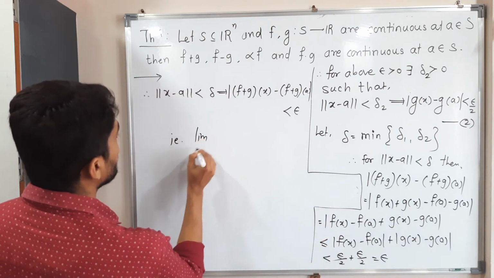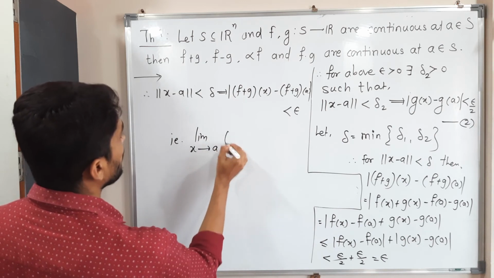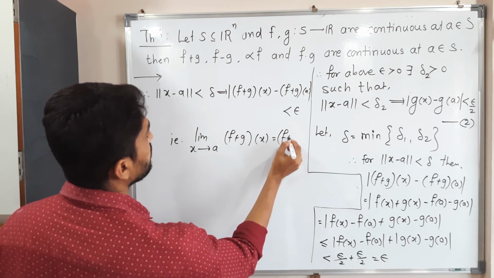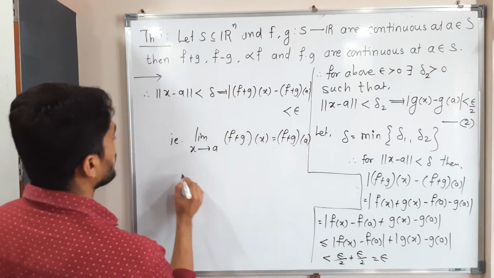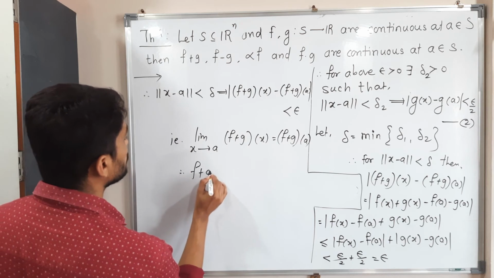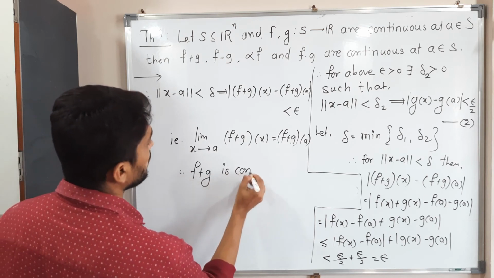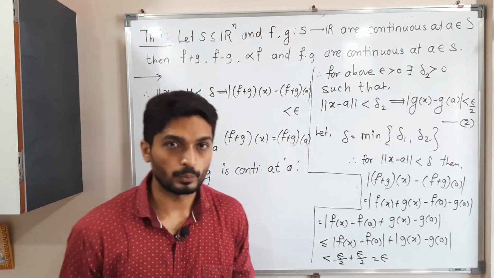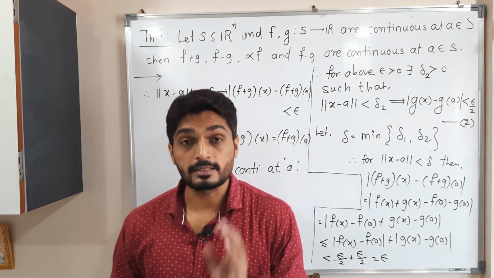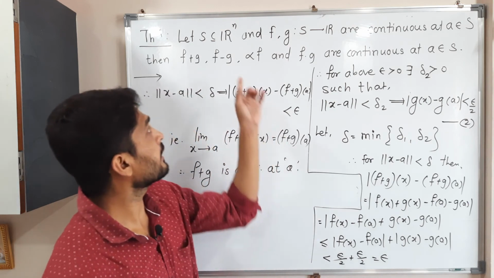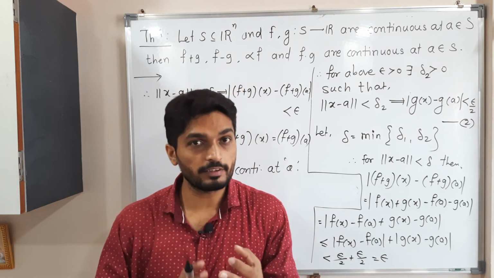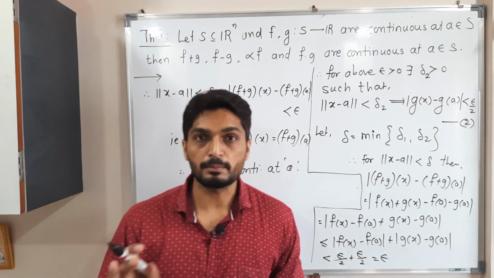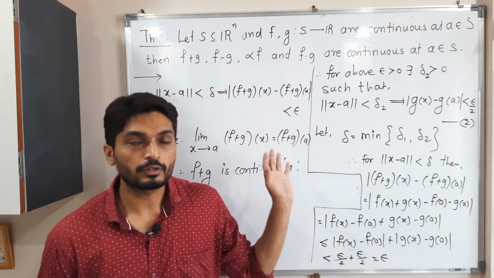Therefore, limit x tends to a, (f plus g)(x) is equal to (f plus g)(a). So therefore, I can declare that f plus g is continuous at a. So in this way we proved f plus g is continuous, but still some tasks are remaining. That means f minus g is continuous, alpha f is continuous, and f into g is also continuous. So you have to prove these remaining three, that is, you have to write their proofs.